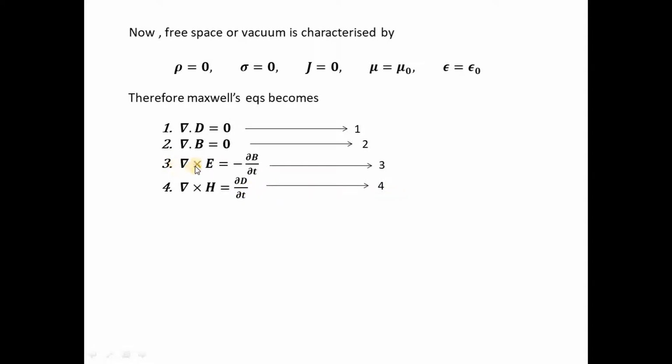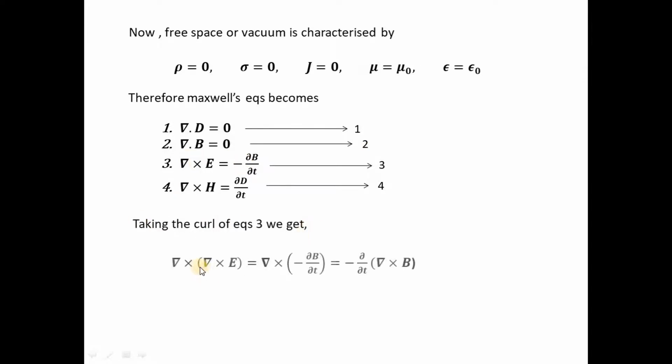Now we will take the curl of equation 3. Taking the curl of equation 3, we will get this, that is the curl of the electric field intensity equals the curl of the negative of the partial derivative of the magnetic induction with respect to time t. And this can be further written in this form. Now since B equals mu naught times H, we can write mu naught H instead of B, and we will get this.